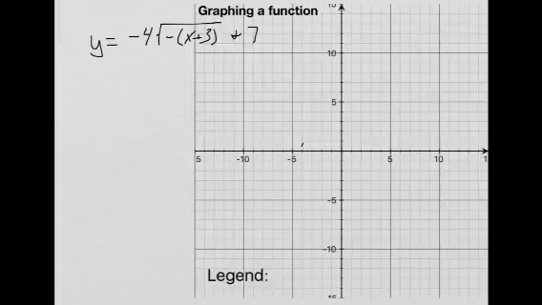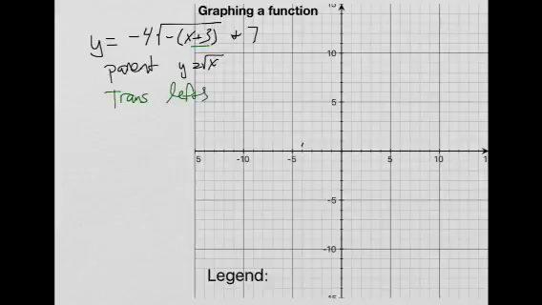So I'm going to start again with the parent. I always start with the parent, y equals the square root of x. It gives me an idea what I'm looking for. I'm going to look at my translations. I have a plus 3 with the x, so this is going to be a left 3. I have plus 7 on the end, so I know that's going to go up 7.